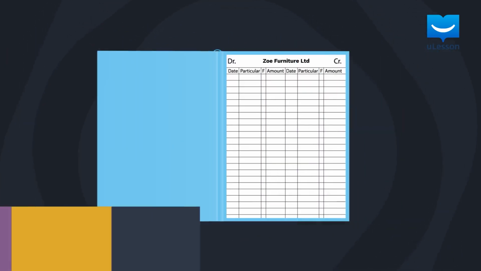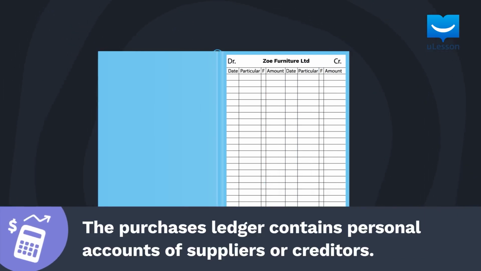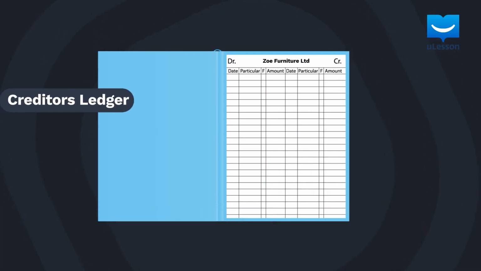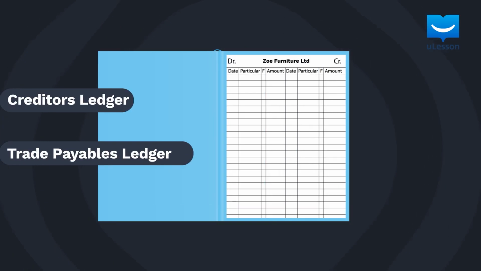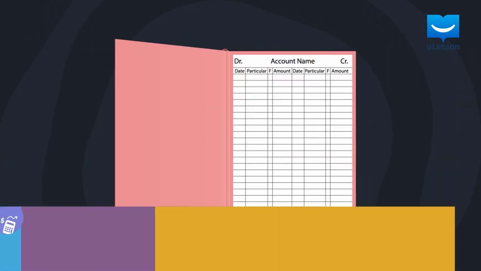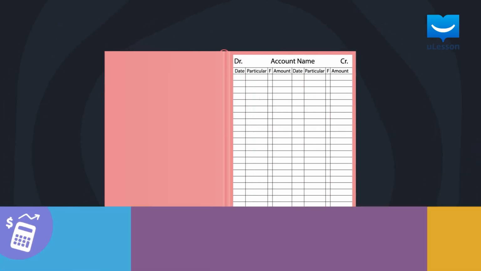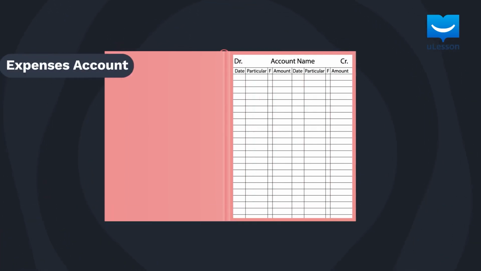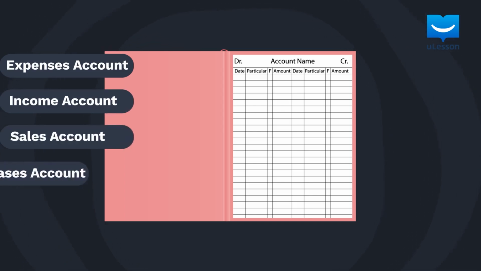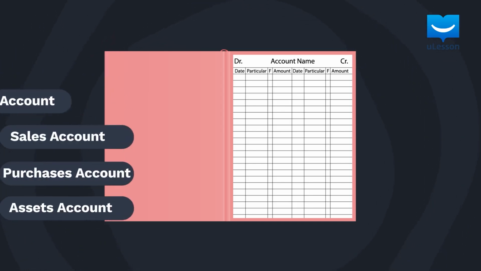The purchases ledger contains personal accounts of suppliers or creditors. It can also be referred to as the creditors or the trade payables ledger. The general ledger contains ledgers for real and nominal accounts. Examples include expenses account, the income account, the sales account, the purchases account, and the assets account.